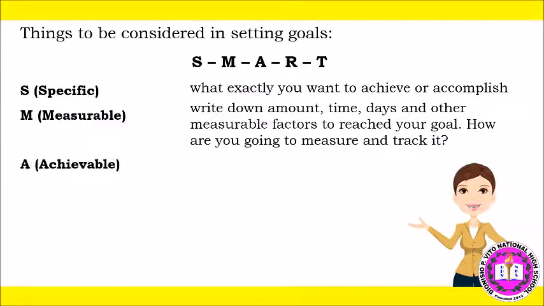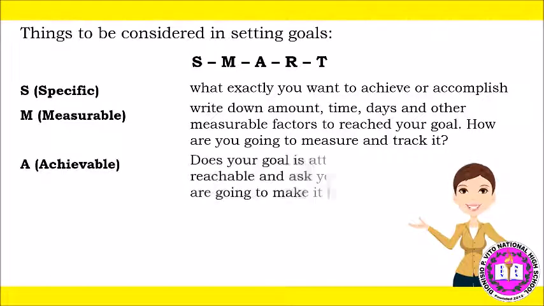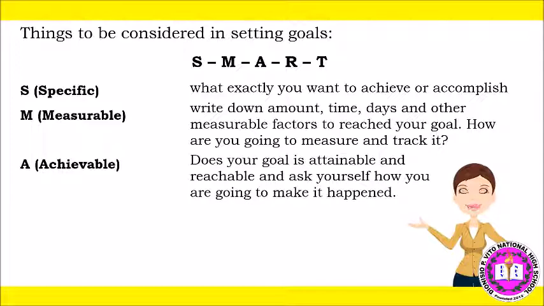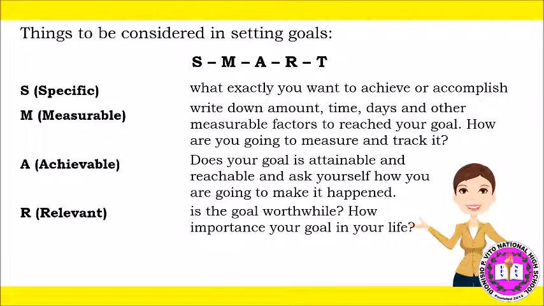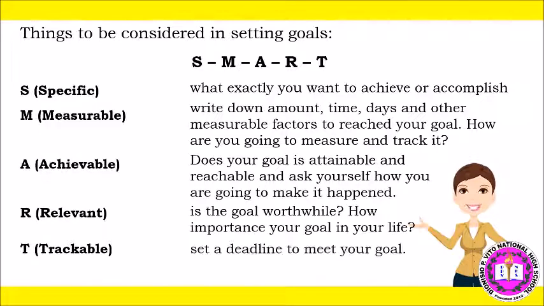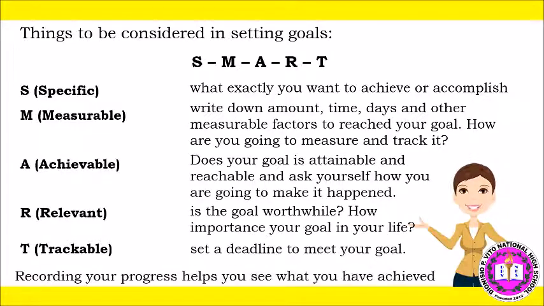You need to be A, achievable. Is your goal attainable and reachable? Ask yourself how you are going to make it happen. R, relevant. Is the goal worthwhile? How important is your goal in your life? T, trackable. Set a deadline to meet your goal. Recording your progress helps you see what you have achieved.